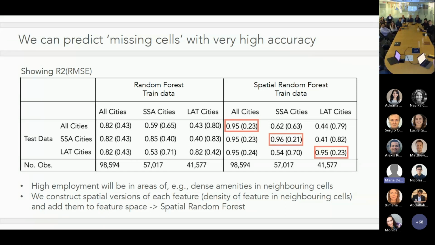And so what we see here is that the R-squared significantly increases, and we're up to 0.95, 0.96, right, for the model in which we train on all cities and we test on a subset of observations in all cities. And we'll come back to the situation where we test and train on different subsets later in the talk.